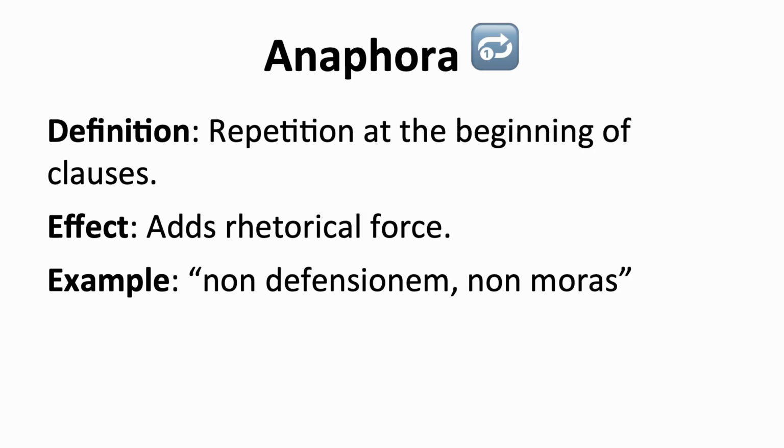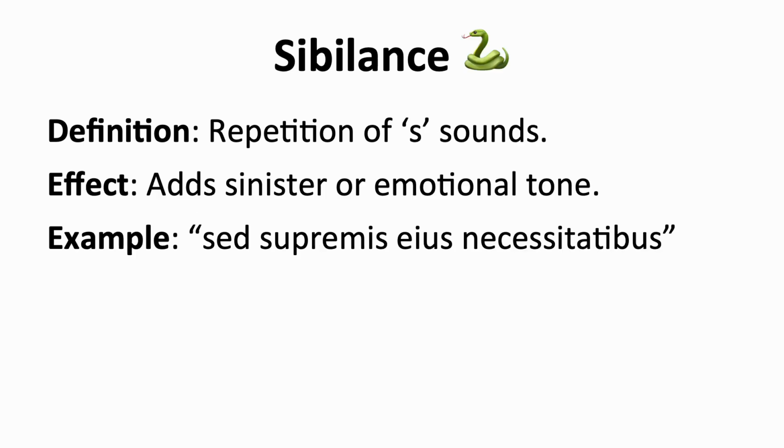Anaphora, this is the repetition of a word at the start of clauses. We have non defensionem, non moras. The repeated non makes Silius's surrender all the more stark. It creates for us some rhythm and emphasis, and in this case, underscores his absolute resignation to death.